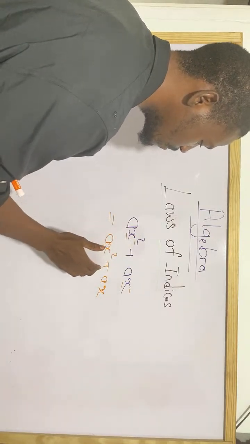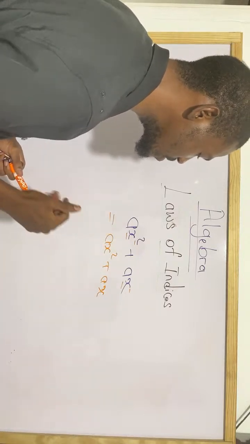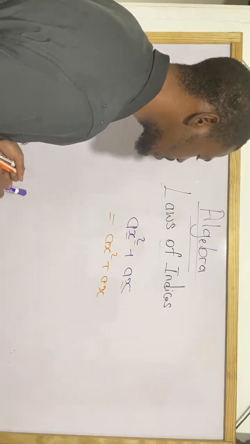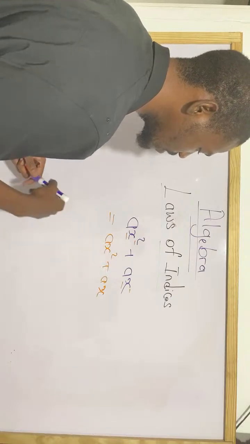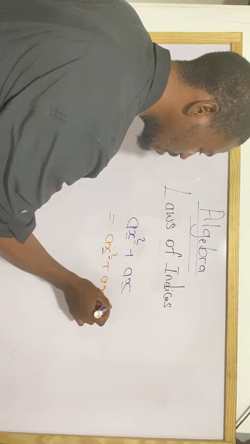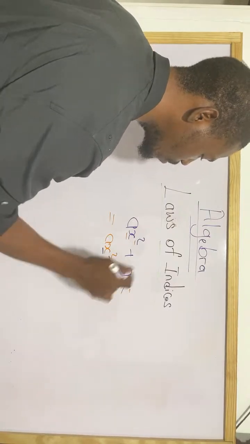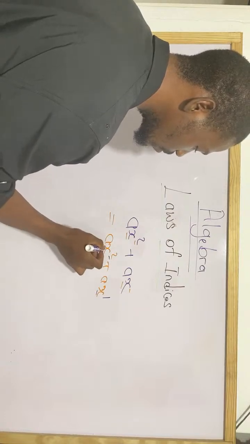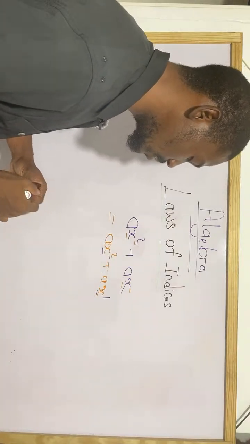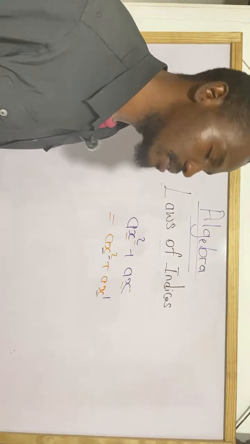So ax squared plus ax, right here, they cannot be added. The reason is simple: this x right here is being squared, and this x is not being squared, but it is raised to the power of 1. So these two are not like terms.